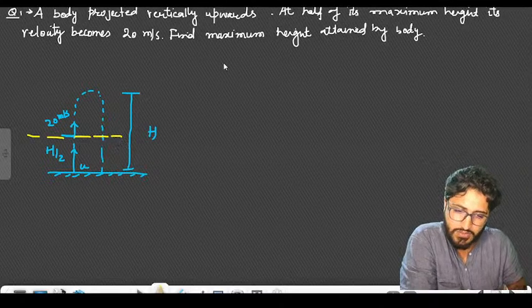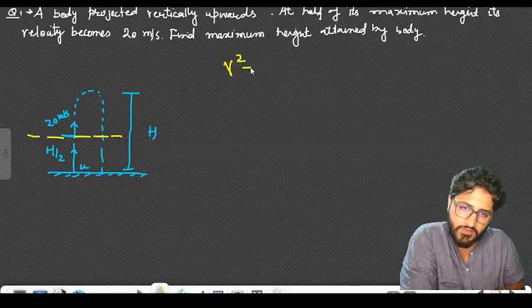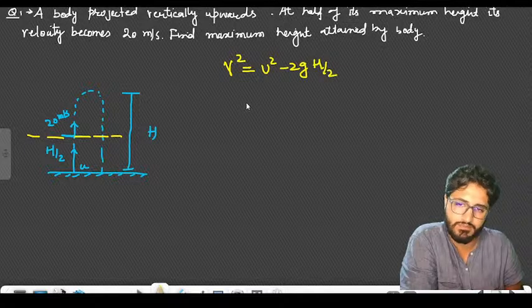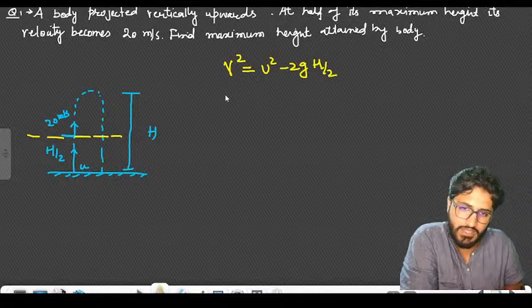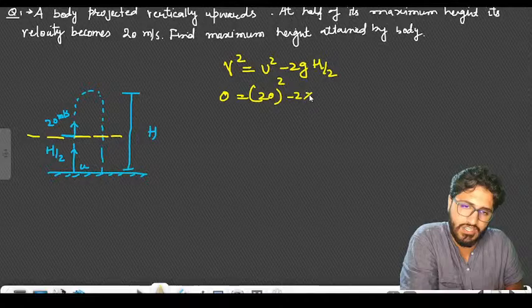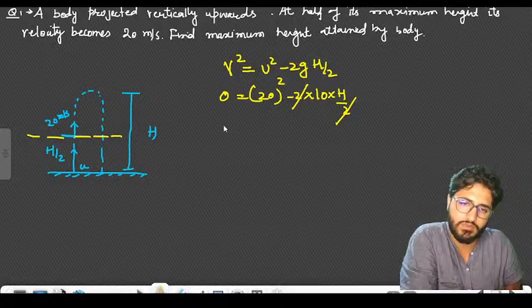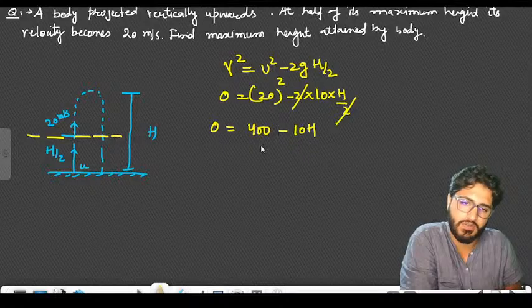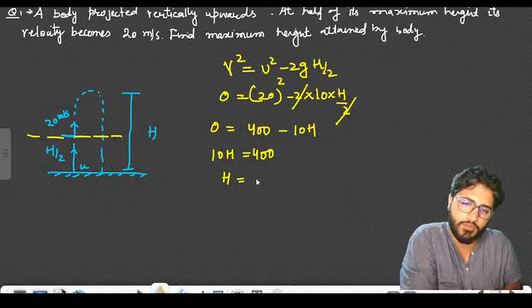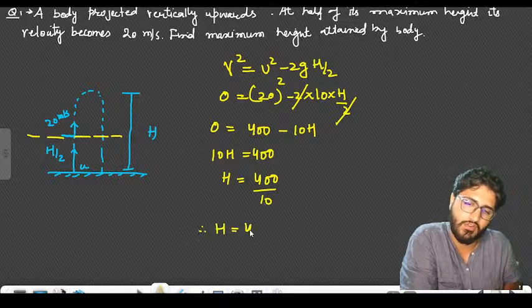Write the equation v square equals u square minus 2gh, where h is h by 2. What is v, sir? V is 0. What is u? U is 20, squared. Minus 2, what is g? G is 10, times h by 2. The 2 cancels out. So 0 equals 400 minus 10h. I can write 10h equals 400. So h comes out to be 400 by 10. Therefore, h is 40 meter.